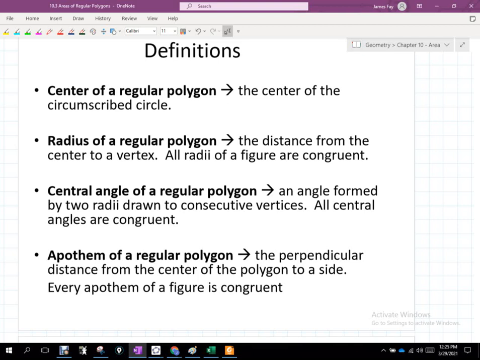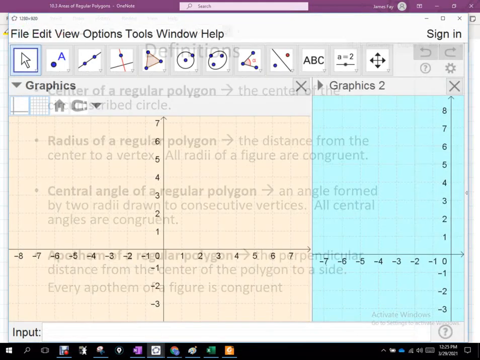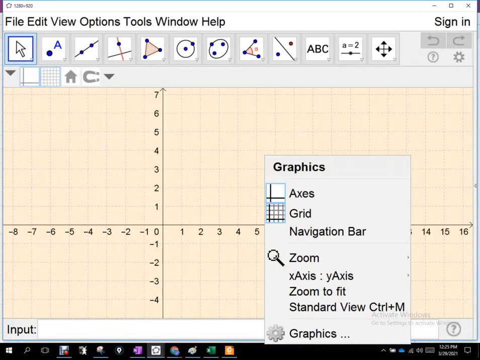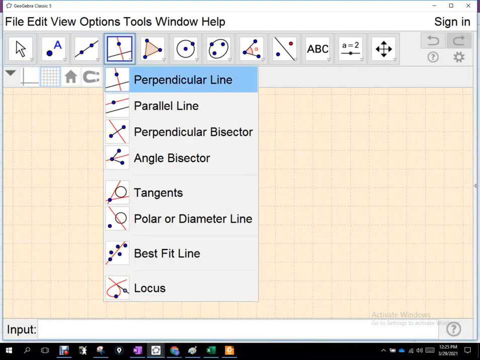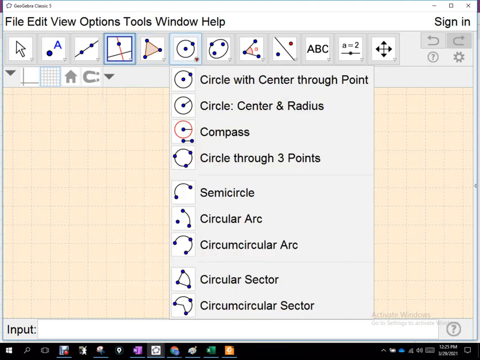First one says center of a regular polygon. The center of a regular polygon is the center of the circumscribed circle, okay? So every regular polygon has a circle that goes around the outside of it that intersects each vertex of the polygon. The center of that circle is identical to the center of our regular polygon. I'm going to bounce back and forth between GeoGebra here and the notes so you can see this stuff kind of in action.